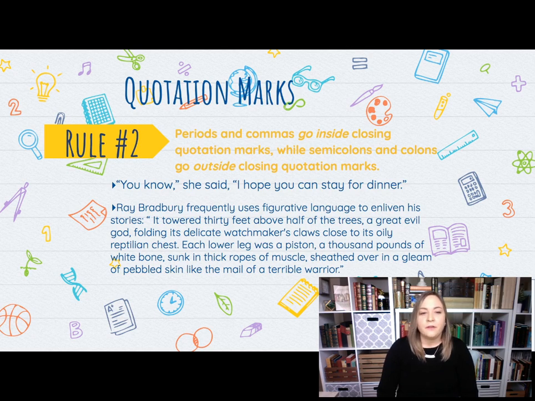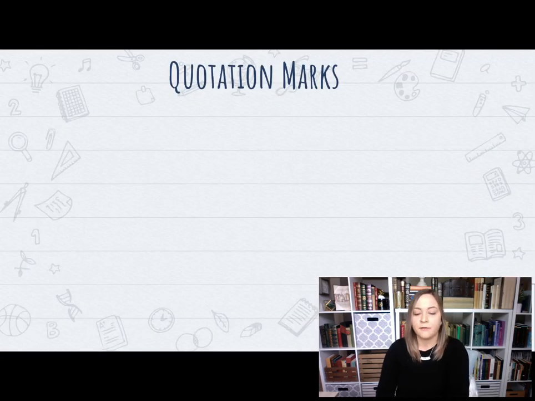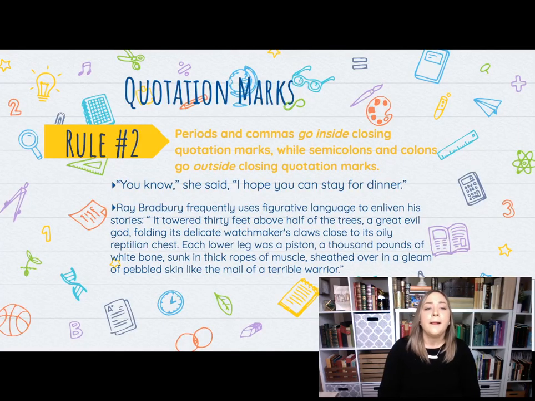And I don't know if you can see this gap in the start of the quotation, guys. That's an error. Sorry about that, you never want to have a space in between your quotation marks. "It towered 30 feet above half of the trees, a great evil god, folding its delicate watchmaker's claws close to its oily reptilian chest.